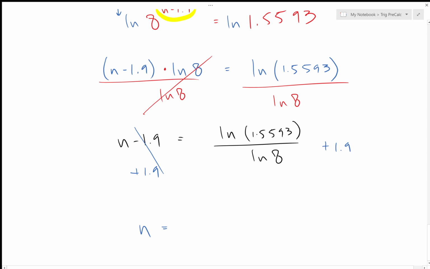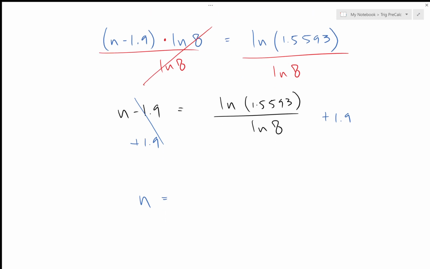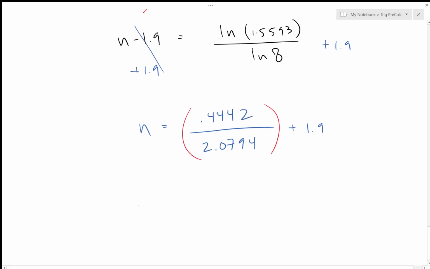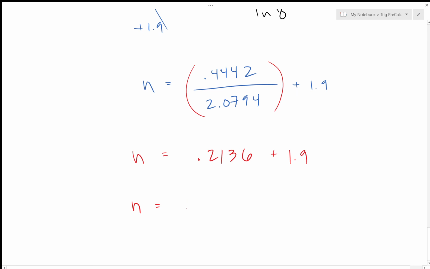So n equals, so I'll put the calculator numbers on here just so you can kind of watch as it goes. ln of 1.5593 is a 0.4442. ln of 8, 2.0794. Okay. Still can't add yet. We got to do our division first, order of operations. So this is happening first. So 0.4442 divided by 2.0794, 0.2136, and now I can add 1.9 to it, and there we go. Our answer for n is 2.1136.